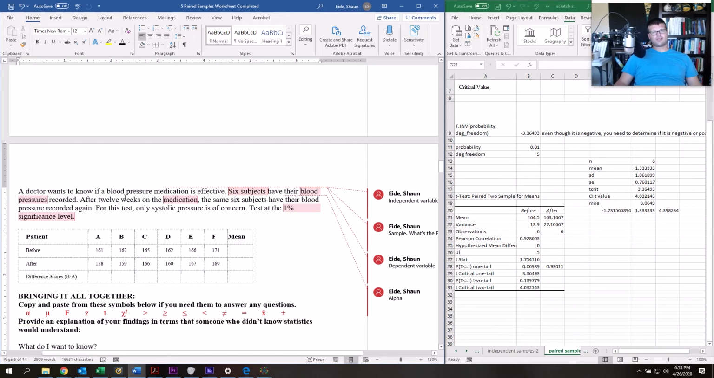A doctor wants to know if blood pressure medication is effective. There are 6 subjects who have their blood pressure recorded. After 12 weeks on the medication, the same 6 subjects have their blood pressure recorded again. For this test, only systolic pressure is of concern, and you should test at the 1% significance level.